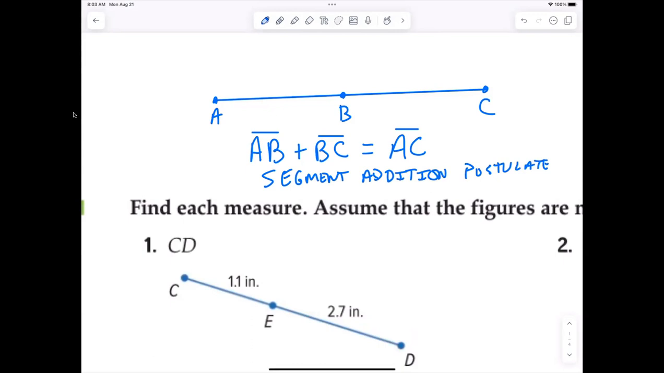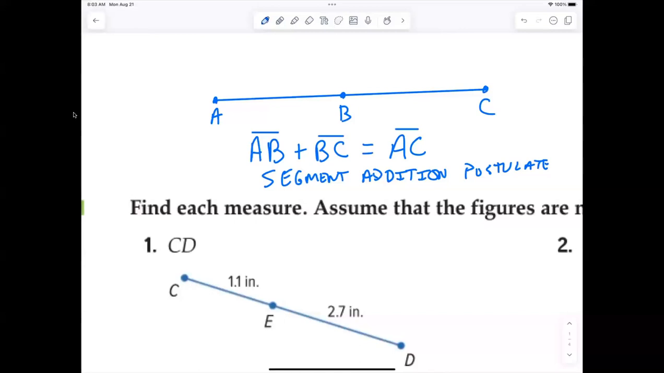All right. The two parts equal the whole. That's essentially what it says. The two parts equal the whole, which I know everybody kind of understands, but that's kind of like the formal name. The segment addition postulate. AB plus BC must equal AC. Now, the other thing is that generally they will say that B is between A and C. All right. And some geometry books call it betweenness. All right. I personally like the segment addition postulate.